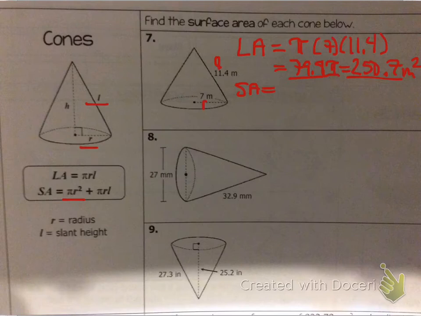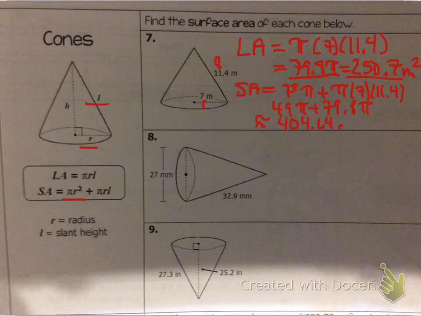Alright, surface area is supposed to be pi r squared, so 7 squared pi, plus the lateral surface area, which was all that, but I'll go ahead and put it again, 7 times 11.4. Okay, this is going to give you 49 pi, plus that 79.8 pi, which means the final answer would be about 404.64 square meters. Now, again, guys, if you were doing this part of the problem and they wanted the answer in terms of pi, you could add the 49 and 79.8 and get like 128.8 and just put the pi on the end. So that's something to kind of consider. But again, if y'all have questions on that, feel free to ask.